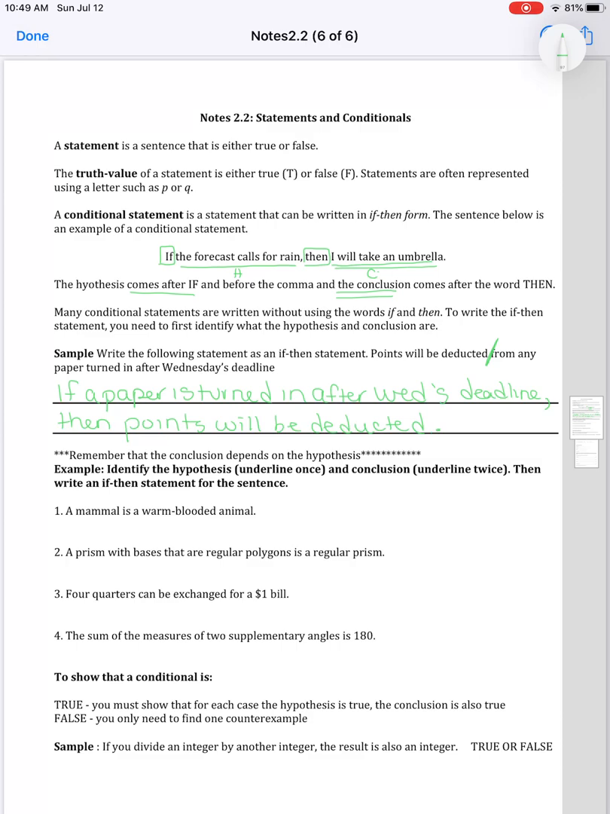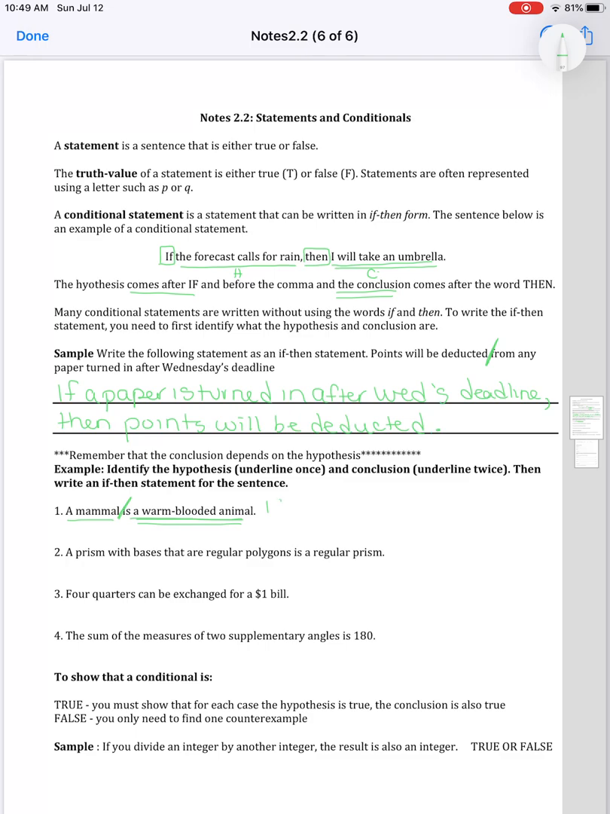So for the next 4 questions here, we're going to do 2 things. We're going to identify the hypothesis and the conclusion. Hypothesis we're going to underline once, conclusion we're going to underline twice. And then we're going to write an if-then statement. So it says a mammal is a warm-blooded animal. So I'm going to split it after mammal. So mammal is going to be my hypothesis. Warm-blooded animal is going to be my conclusion.